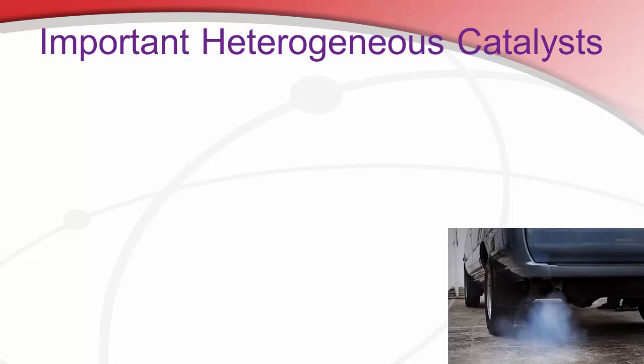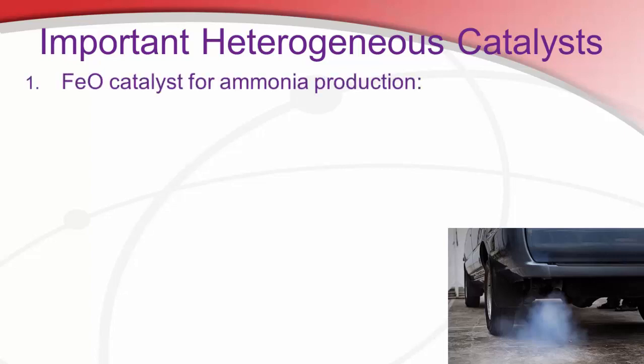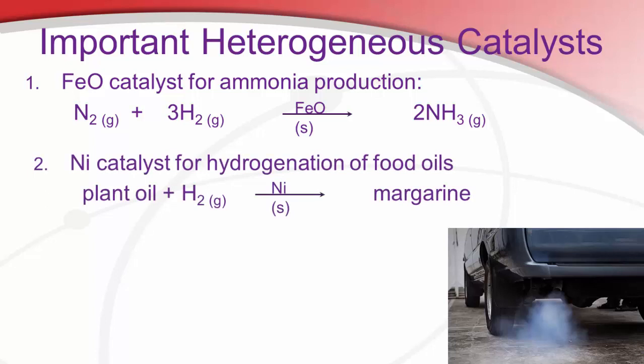There are lots of important heterogeneous catalysts. Iron oxide is a catalyst for the famous Haber process, in which nitrogen gas and hydrogen gas are reacted to form ammonia gas. Nickel can catalyze hydrogenation of food oils, so taking plant oils, reacting them with hydrogen gas to form margarine.